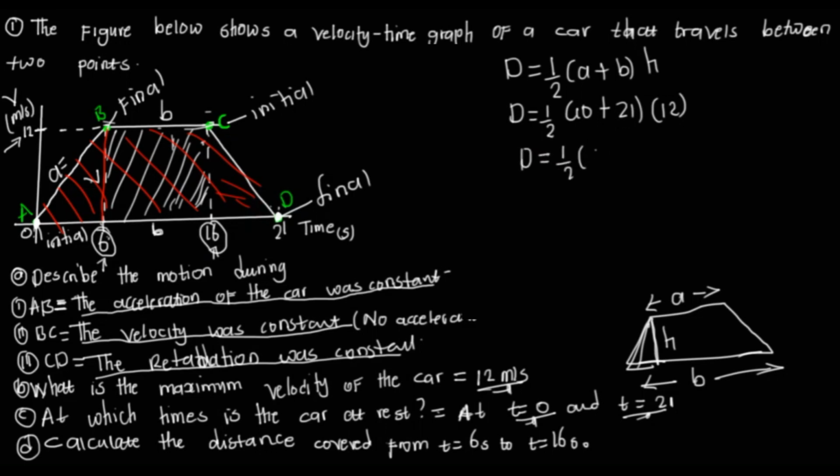So 10 plus 21 is 31. Then times 12. We can find the half of 12. Half of 12 is 6. So you can now multiply 6 times 1 is 6, 6 times 3 is 18. So the total distance traveled was 186 meters.